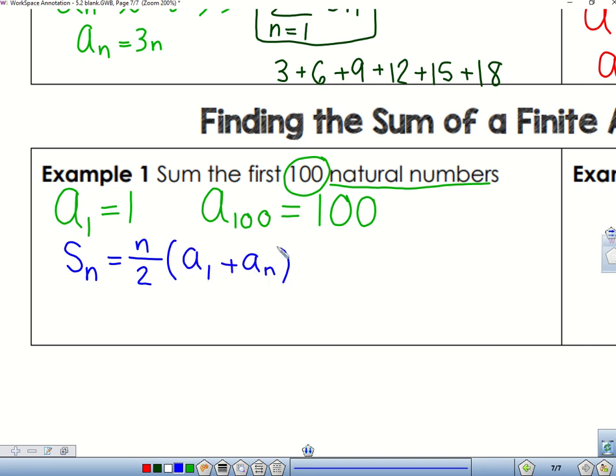So that's the general formula. And now we're going to be plugging into this formula. Now they want us to add up the first how many numbers? 100. So our n value here is also 100 because they want us to add up the first 100 numbers. So we're going to now just plug into the formula. So I know that my n value is 100.